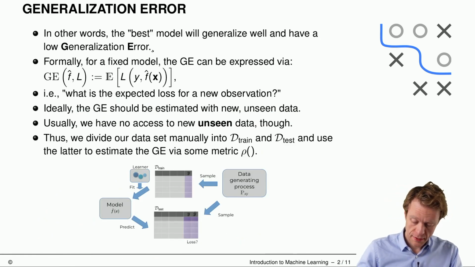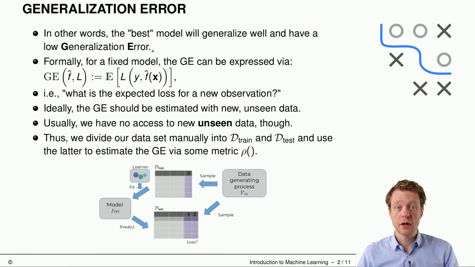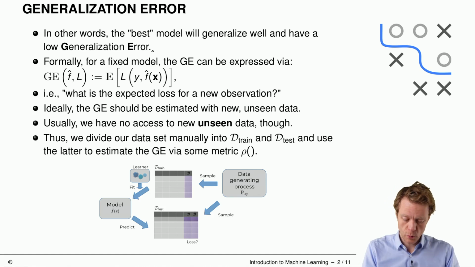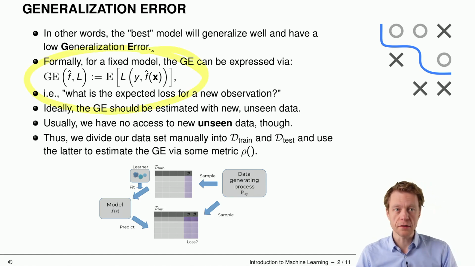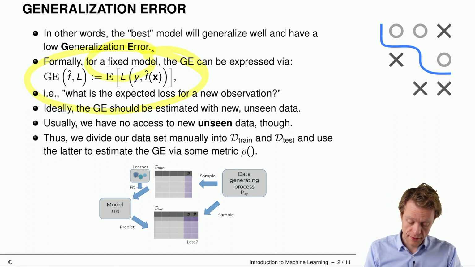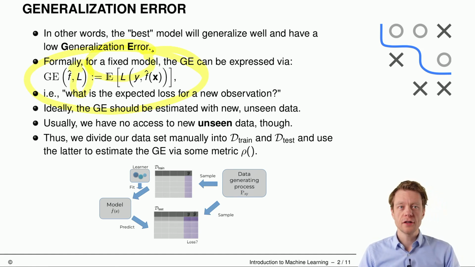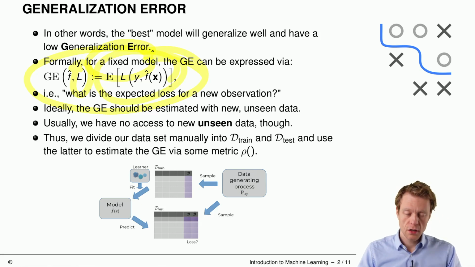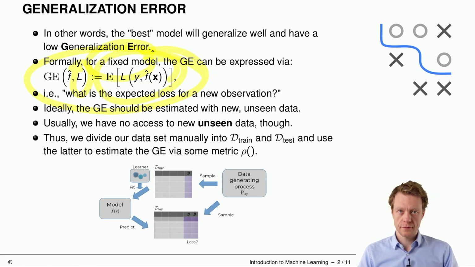Okay, so the best model will generalize well and have a low generalization error. That's where the term GE comes from. So we can define the generalization error formally as the expected loss for a new observation. This here. So the generalization error for a fixed model and for a fixed loss function is the expectation of the loss of a new data point.